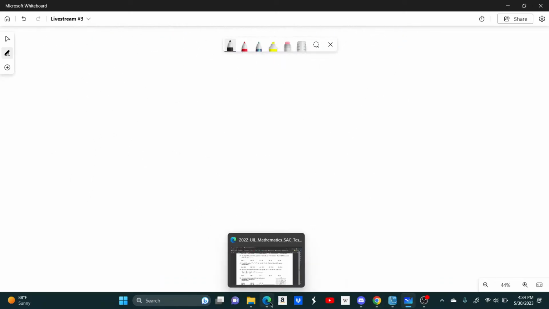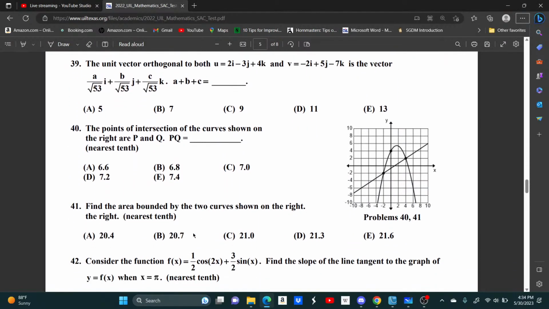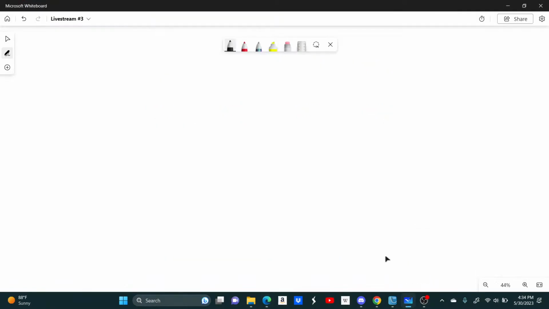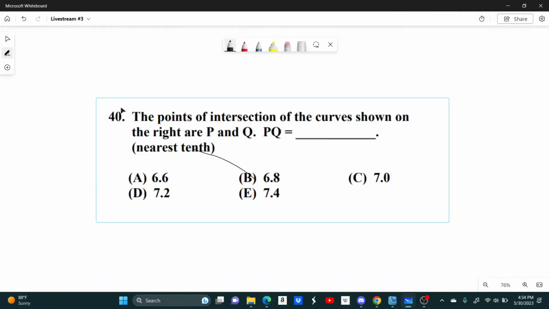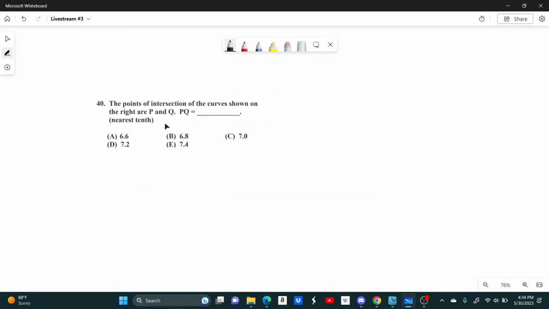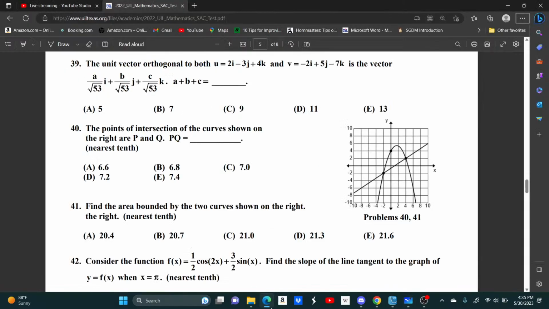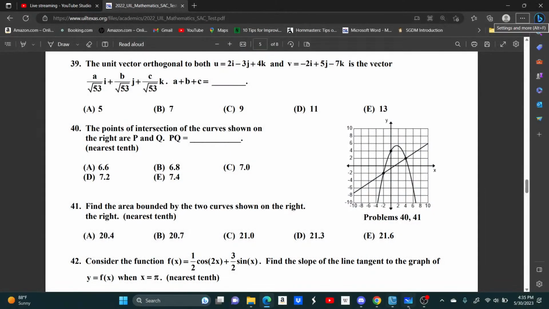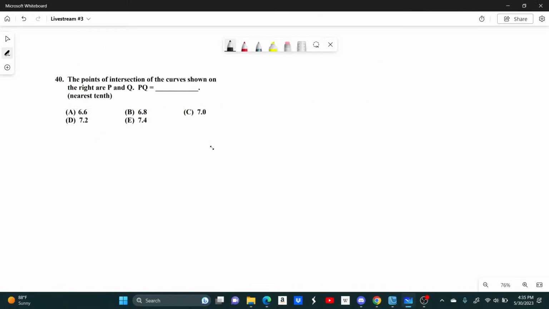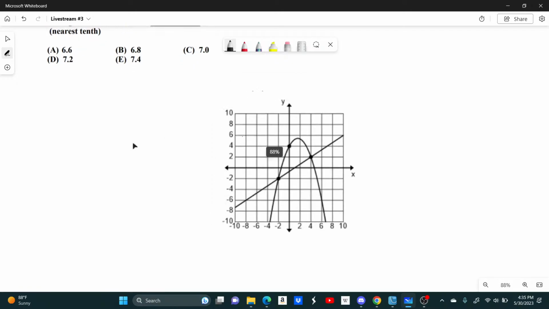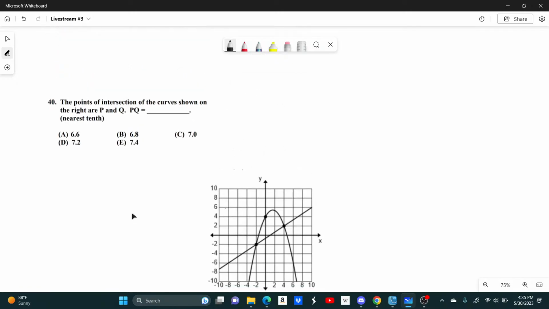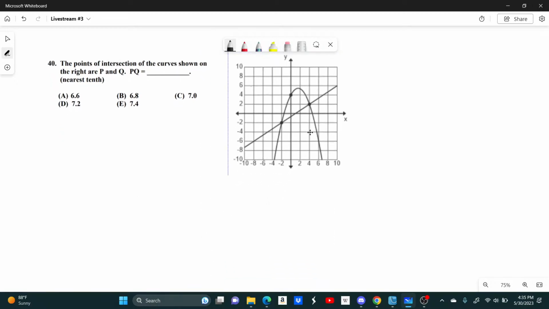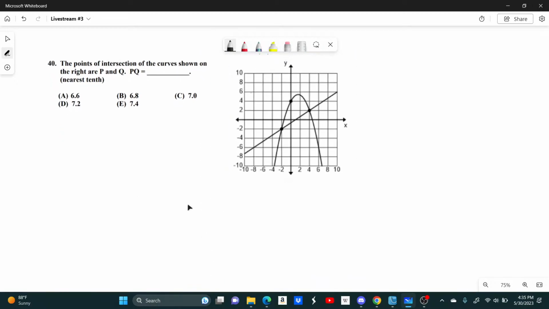Okay, and I think this is the last question that does not require calculus or statistics. Let's go. Last one. I do need to copy and paste both of these though, because I need the graph. Okay, the points of intersection of the curves shown on the right are P and Q.